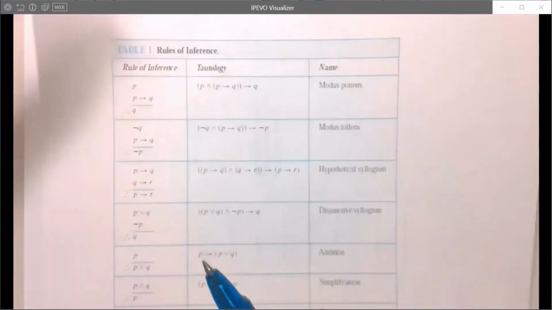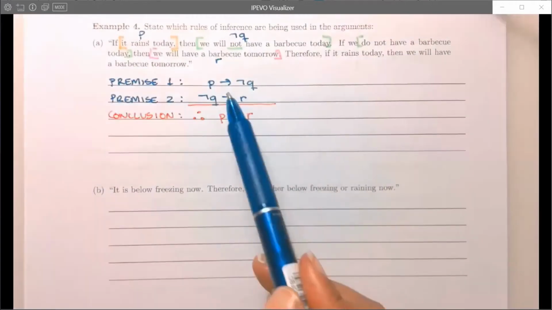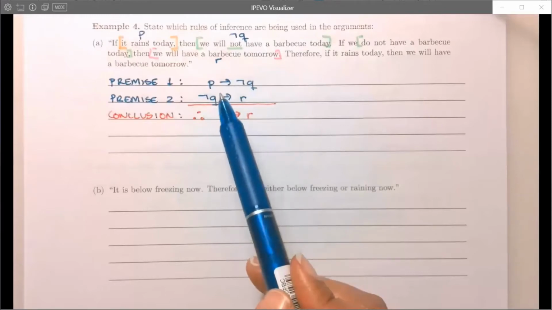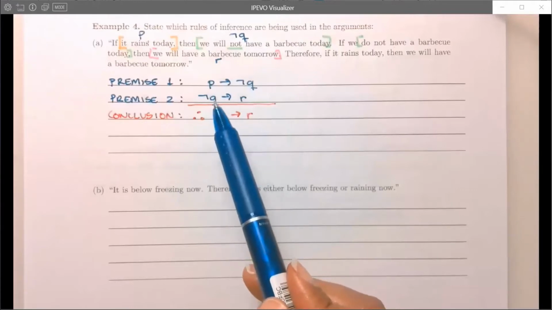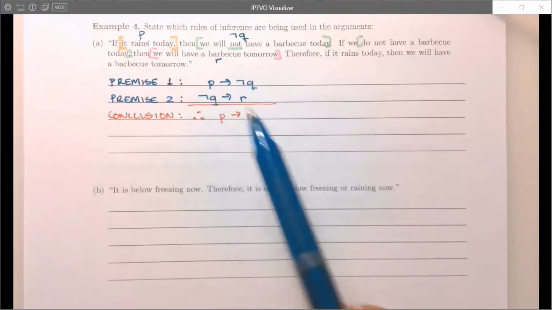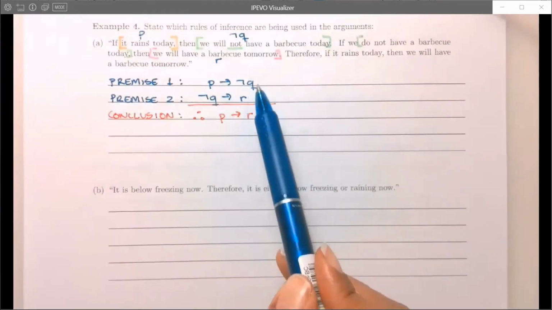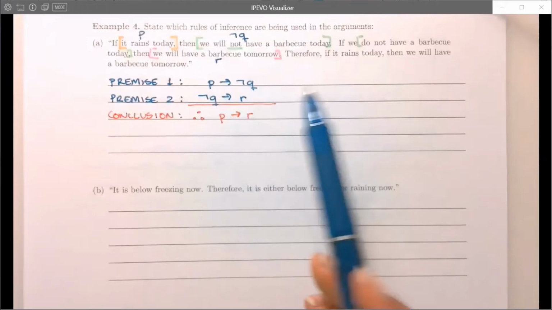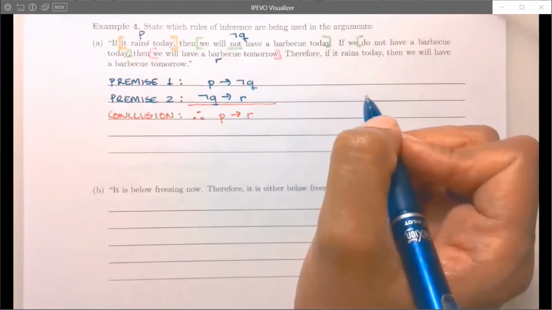So what we have is very similar. The only difference is that instead of having a Q, we have negation Q. But still, it's the same idea, right? Just like when we were talking about the equivalence laws, it's not that an argument or a statement has to look exactly the same way that the rule looks. We can replace these variables, P and Q, by compound propositions, which is happening here. We have negation Q, that's allowing us to conclude P implies R. So this is an example of hypothetical syllogism.